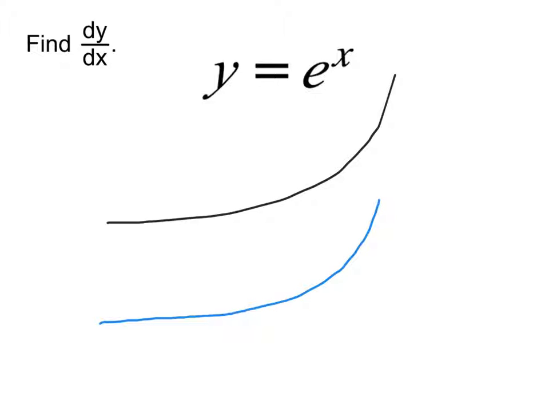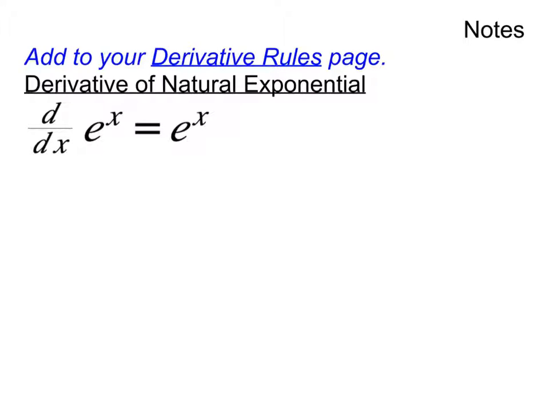You'll notice those two graphs look pretty much the same. In fact, if I were better at drawing, we would find that they were exactly the same. e to the x is a very unique function. Of all the functions out there, e to the x is its own derivative. Please add this to your derivative rules notes.